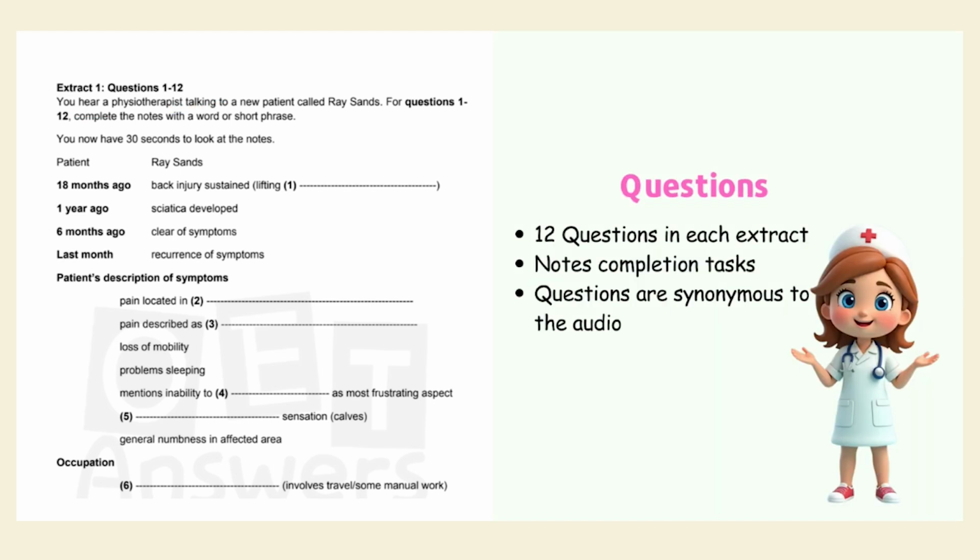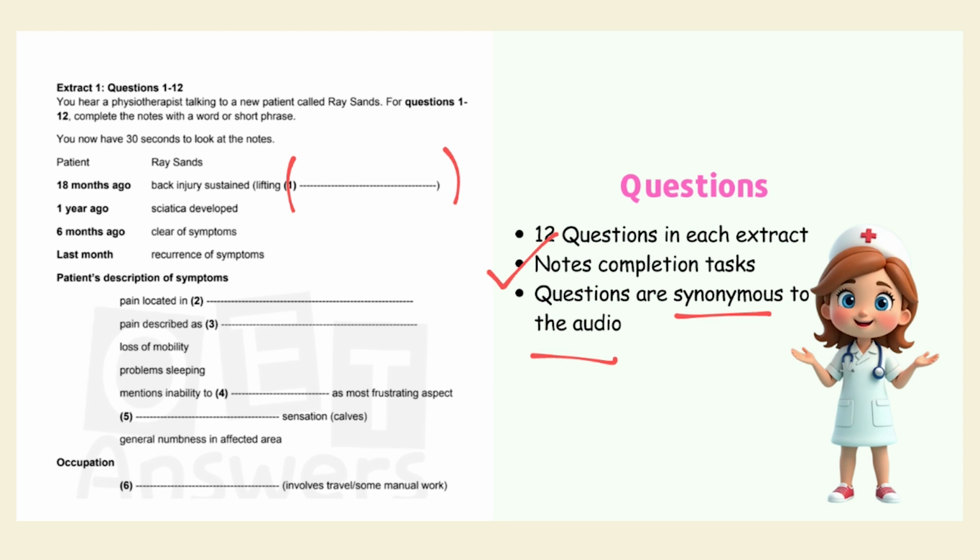Now moving to the questions. Okay, so 12 questions in each extract, I have already explained. Notes completion task. Notes completion means nothing but, you can see the blank spaces, right? So you have to complete the blank space by writing the right answers from the audio. Then the third bullet point, questions are synonyms to the audio. Definitely, the question might be synonyms to the audio.